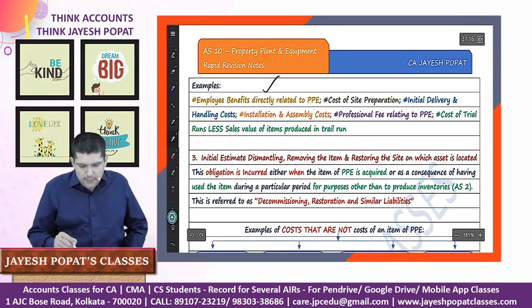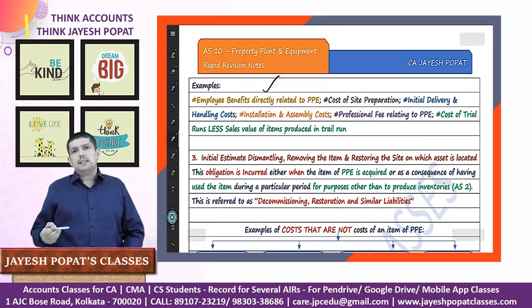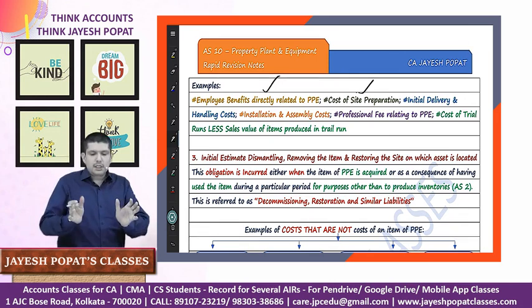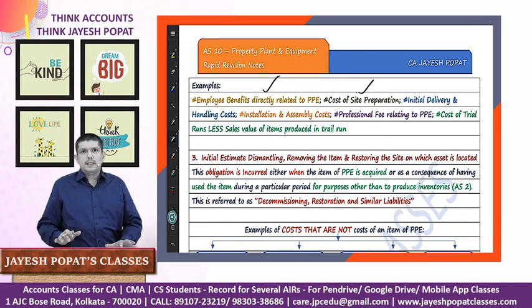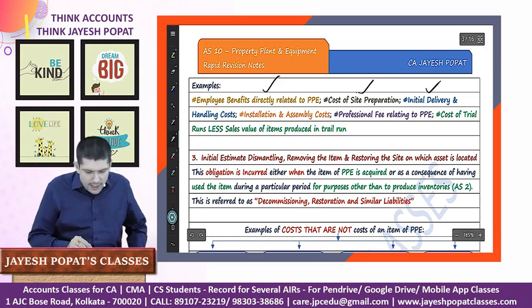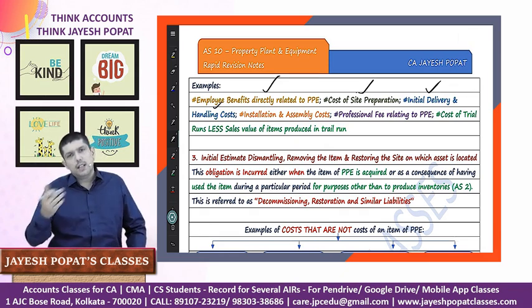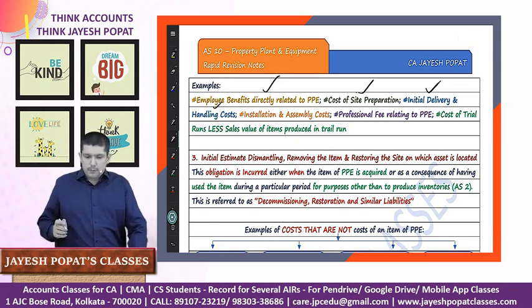These are employee benefit expenses, means salary expenses, etc., labor charges, etc., in relation to the PP. Cost of preparation of the site, maybe there's some machinery which needs to be put on a platform, etc. You need to prepare the site and then that can be installed. Initial delivery and handling charges, this is basically your transportation cost, insurance cost, loading, unloading cost in relation to the item of PP.